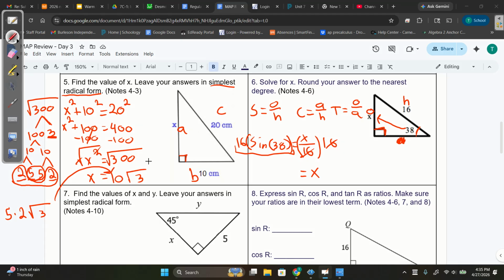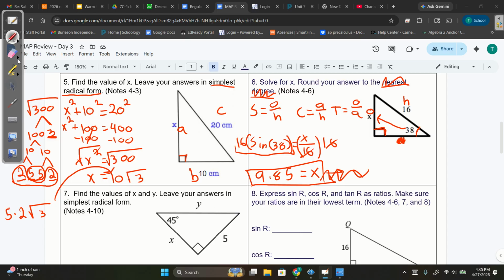With that in mind, if I plug 16 times sine 38 in, I should get 9.85. If we round our answer to the nearest degree, that doesn't make sense for this problem. We'll just go with 9.85. Sorry for the little typo on number 6. I'll have to change that.